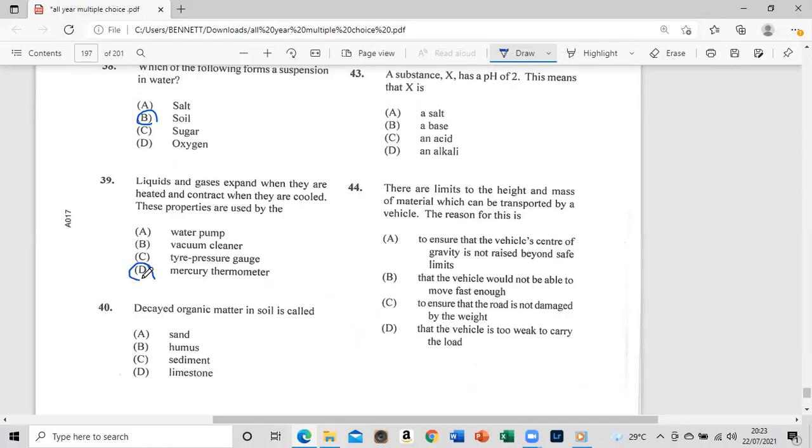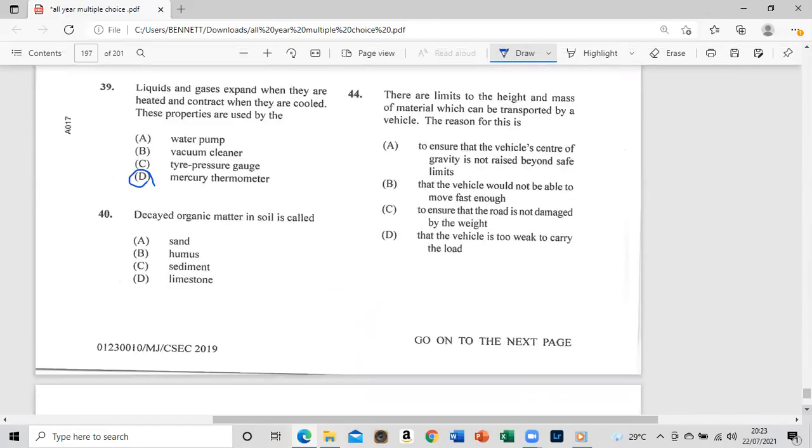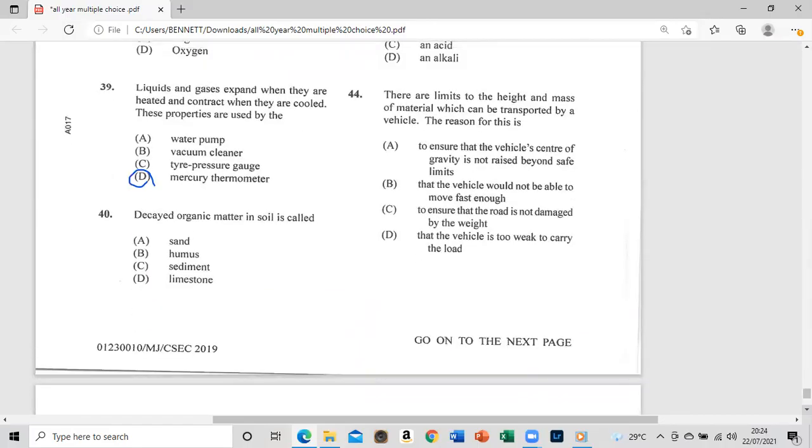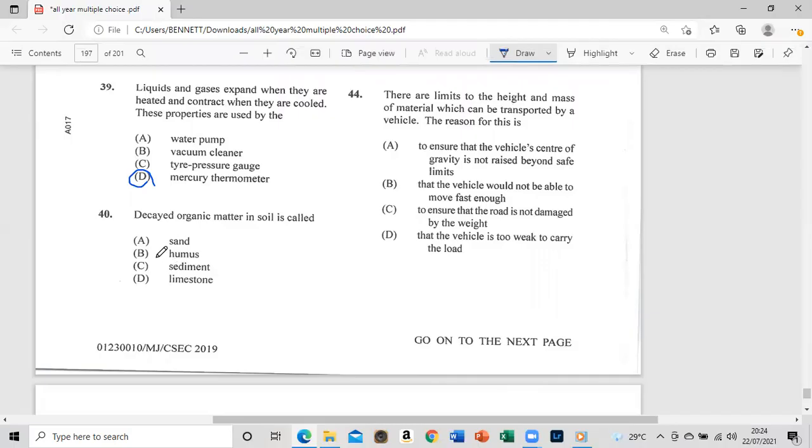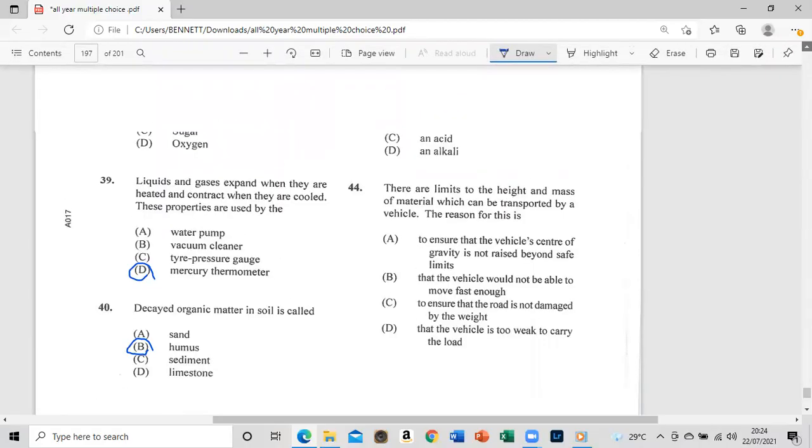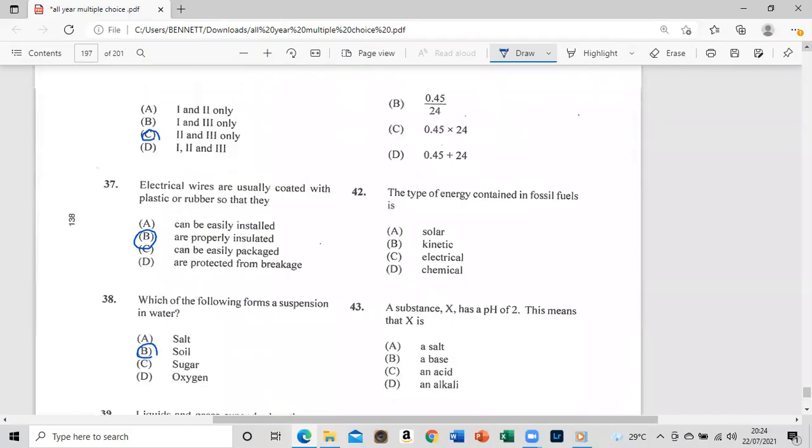We're on to 40, so we are up to 66%, guys. Let's go, let's go. 40 says, decayed organic matter in soil is called A, sand, B, humus, C, sediment, or D, limestone? And that is B, humus. So decayed organic matter is called humus. That's nice. Let's move on to 41.